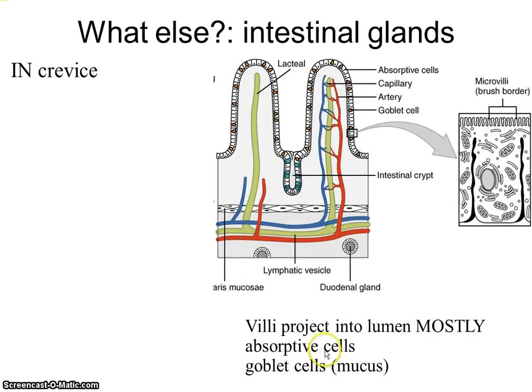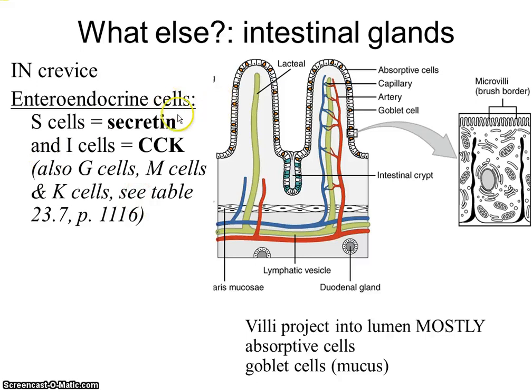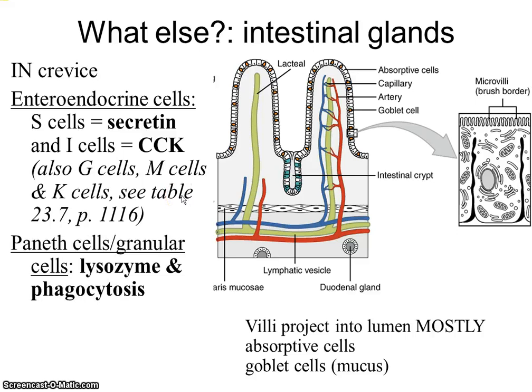All right, so in the crevice, the intestinal glands, you would see the enteroendocrine cells. These are the cells that make secretin and cholecystokinin, and there's a number of different ones here. Again, there's a table on page 1116 that outlines all of them if you want to know. There are Paneth cells in here, which are protective. Granular cells, so granules equate chemical warfare. Now, lysozymes, like what you had in saliva, that destroy the cell wall of bacteria, will be found here, and cells that would be responsible for phagocytosis.